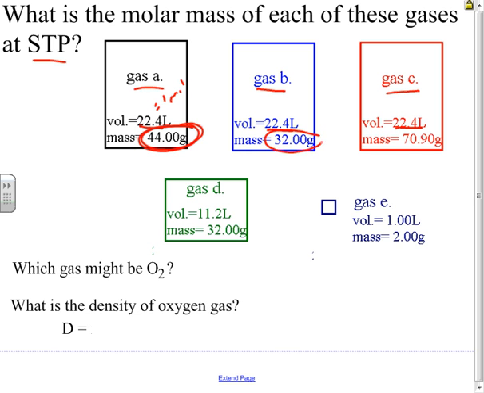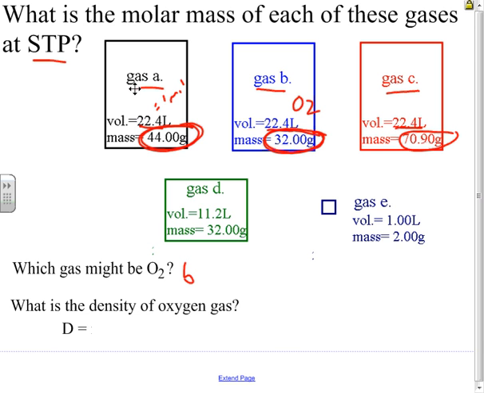For gas B, it's 32. For gas C, it is 70.90. And if I asked you which gas might be oxygen, the answer is going to be gas B, because gas B has a molar mass of 32 and oxygen has a molar mass of 32.